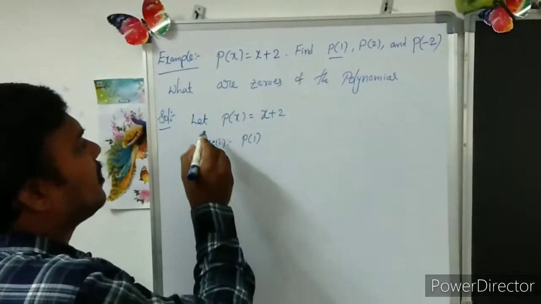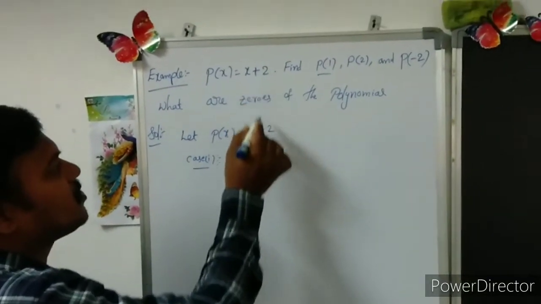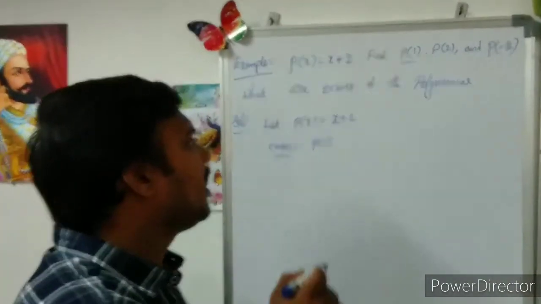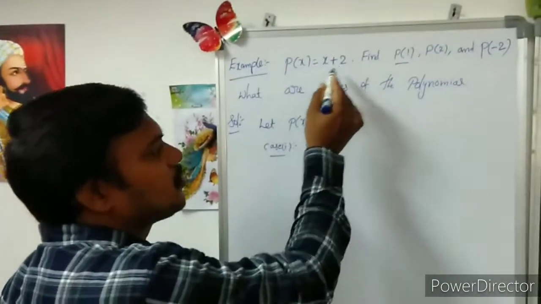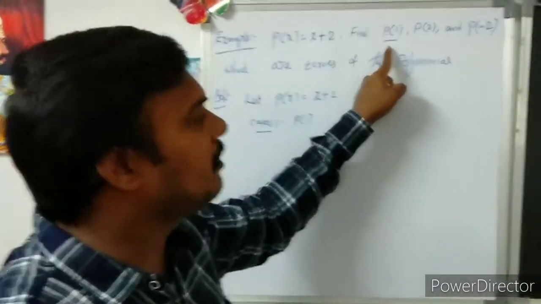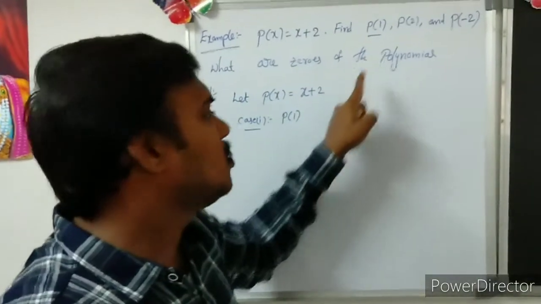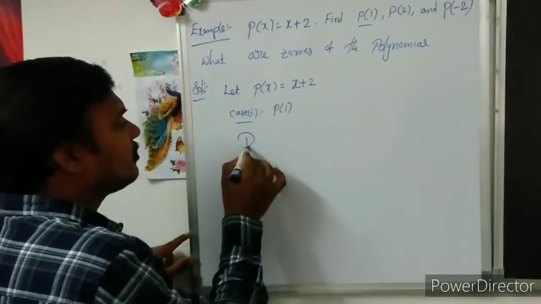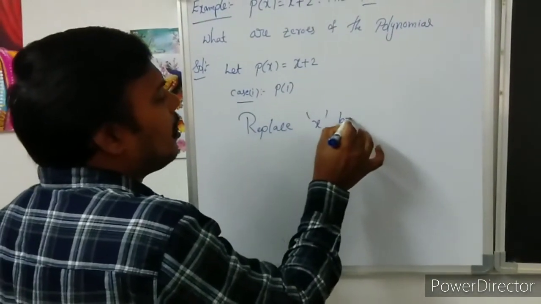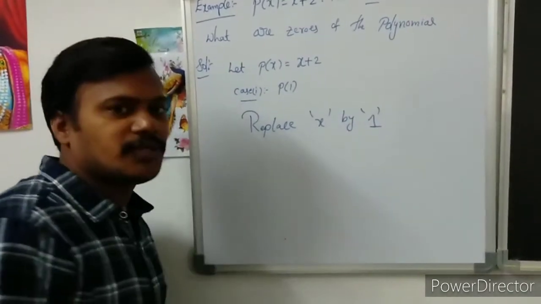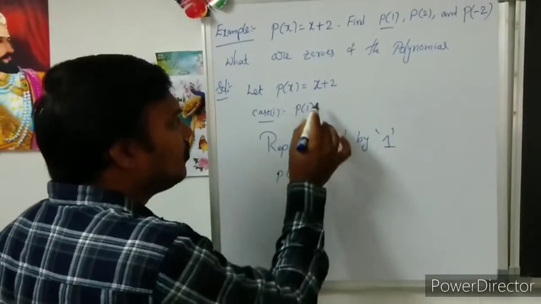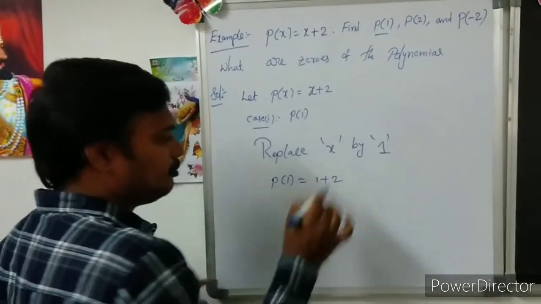Just see, let's take p of x equal to x plus 2. So p of x means polynomial of x variable, that is equal to x plus 2, that is given to us. Now case 1. We have to find here the value p of 1. So now we replace x by 1. We have to substitute the value 1. Then see here, p of 1 equal to 1 plus 2.